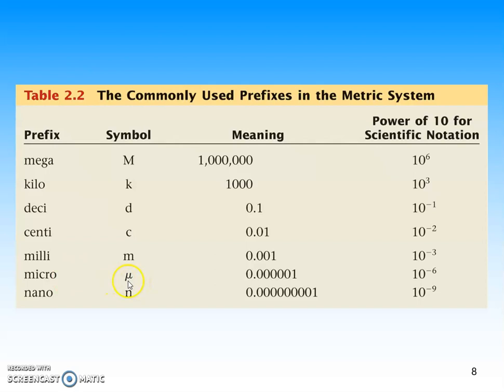Micro, represented by mu, 0.000001, 10 to the minus 6. Nano, represented by n, meaning 0.000000001, represented by 10 to the minus 9.